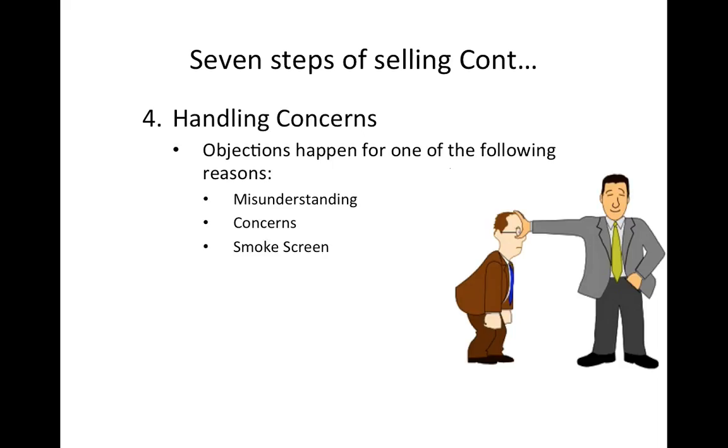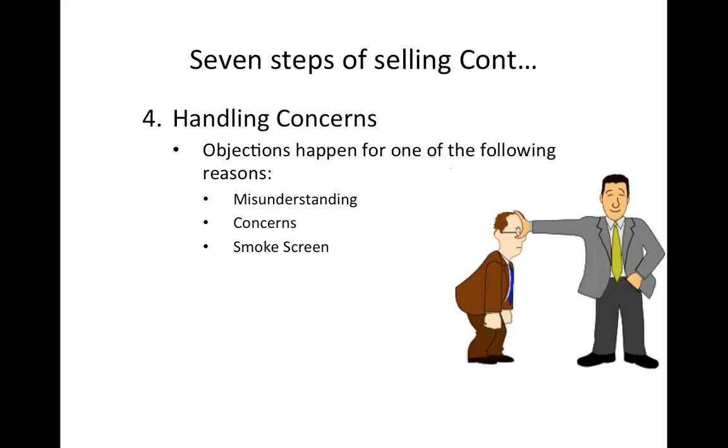And then the third one is a smoke screen. It's not a misunderstanding. They understand all the features and the benefits for the set. There is no legitimate reason. They know that the sofa is going to fit in their home, but they just want to give you a smoke screen objection, which is something like, "I want to think about it, and I will be back another day maybe." That's a smoke screen. These are the 3 different reasons that customers give you an objection.